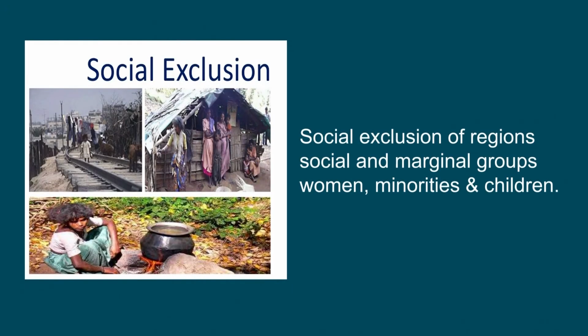To conclude, the social development report has addressed the issue of exclusion and social backwardness. Social exclusion of regions, social and marginal groups, women, minorities and children is taking place. Fortunately, these issues of social exclusion are being discussed by politicians, bureaucrats, policy makers and civil society.